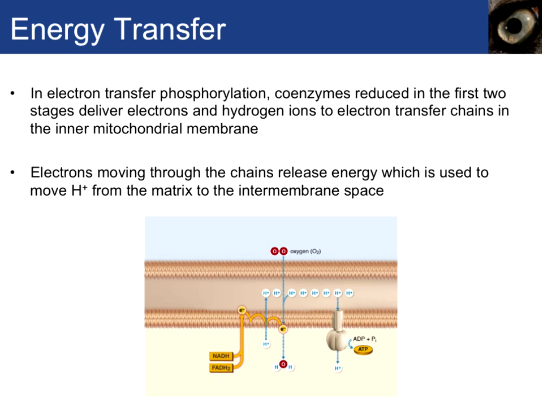So in electron transfer phosphorylation, coenzymes reduced in the first 2 stages, so this is the NADH and the FADH2, deliver their electrons and hydrogen ions to the electron transfer chains in the inner mitochondrial membrane. And electrons moving through the chains release energy, and the energy is used to move hydrogen ions from the matrix to the inner membrane space. So this is using the energy to essentially push hydrogen from inside to this middle area right here.